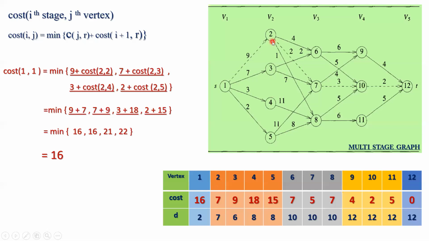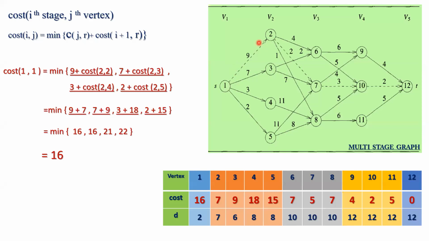Cost of 2 in stage 2, because see here, there will be j to r. This is j and this is r. Where will r be? In the next stage. J to r, I am finding an edge where j will be in stage i and r will be in stage i plus 1. I think it is clear, and this statement is very important for understanding the algorithm. If I am finding an edge from 1 to 2, this is j to r. Vertex j is in stage i, which means vertex r will be in stage i plus 1.